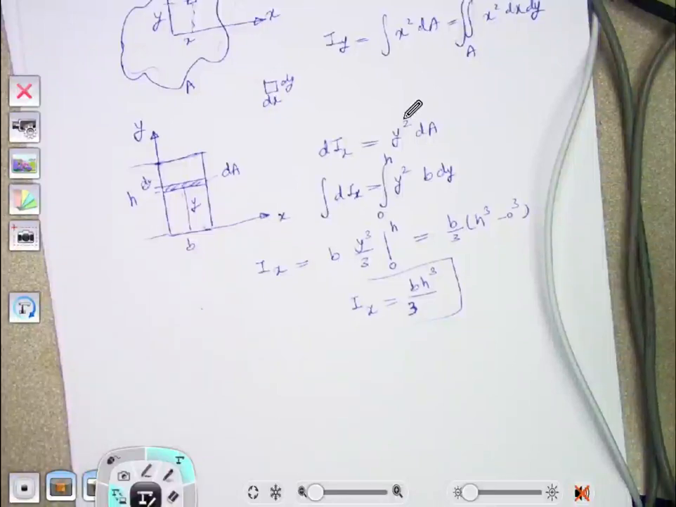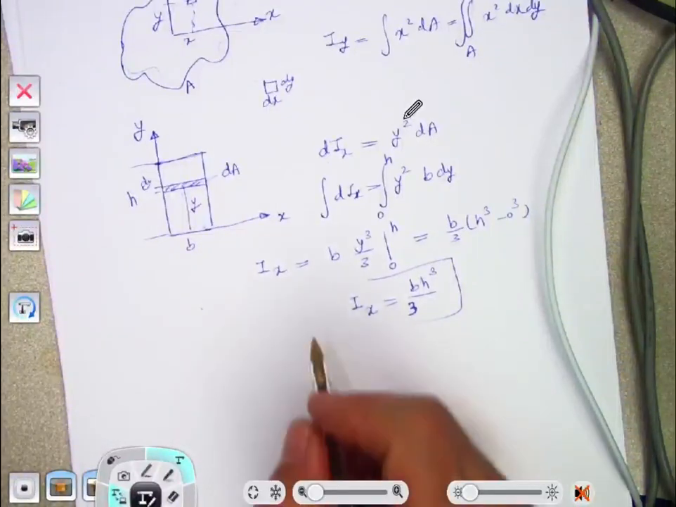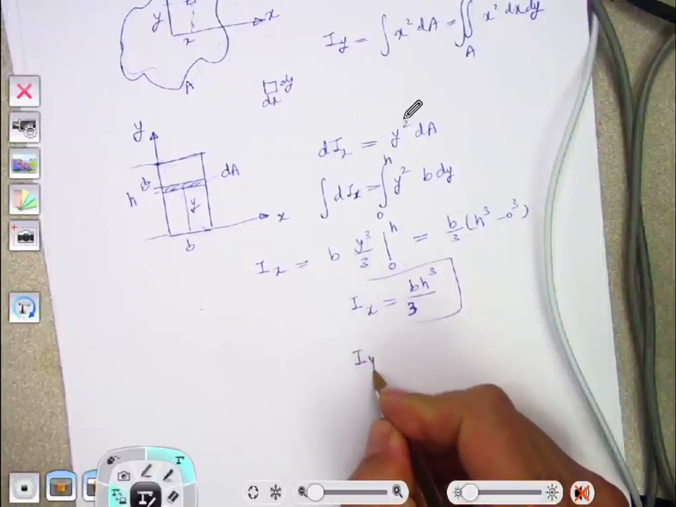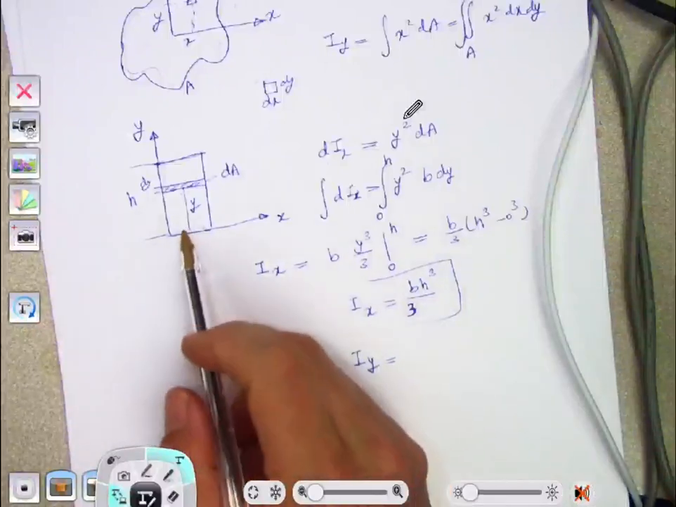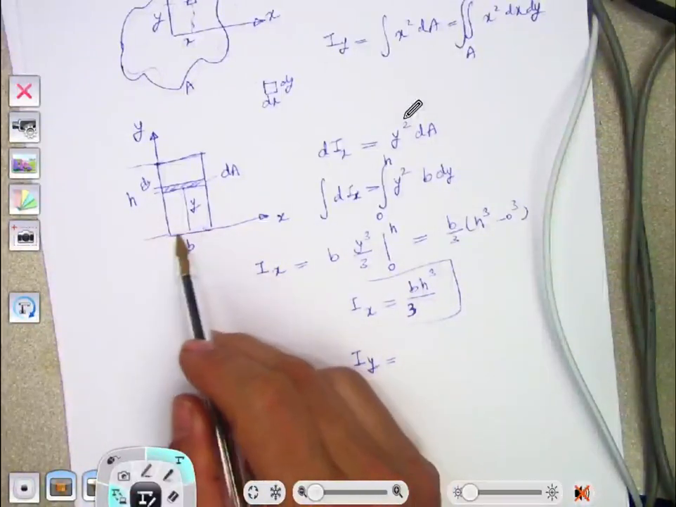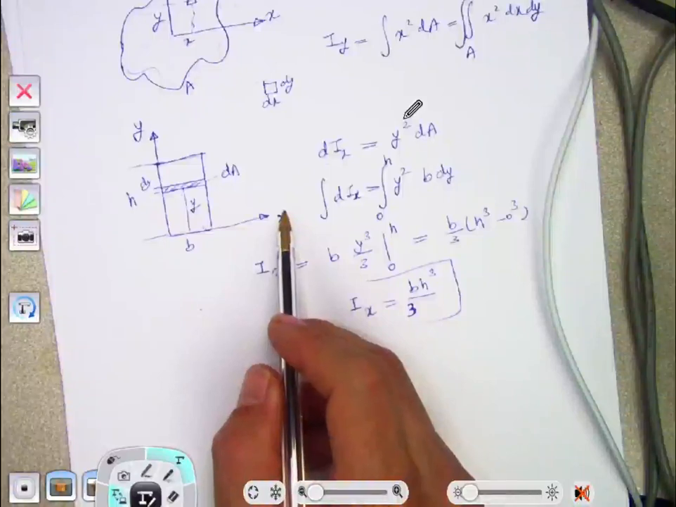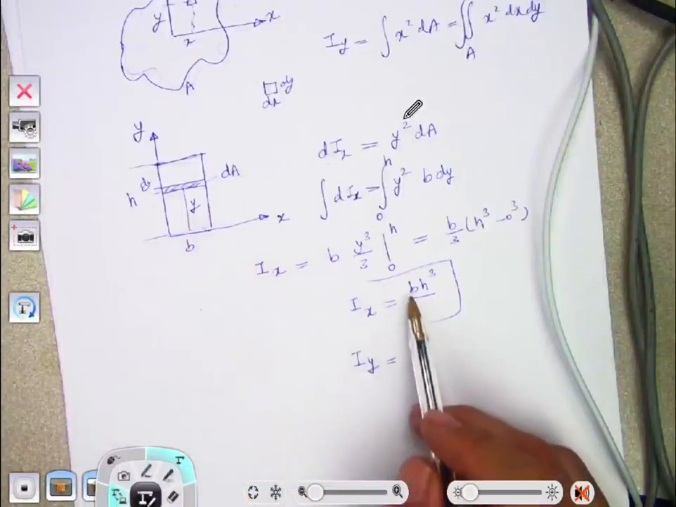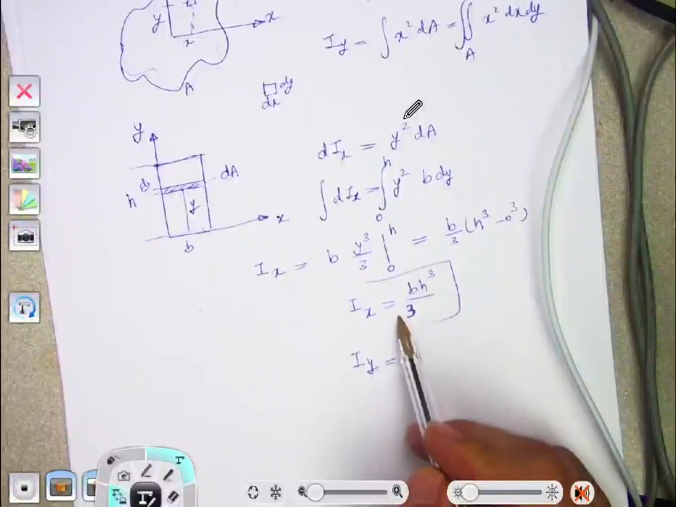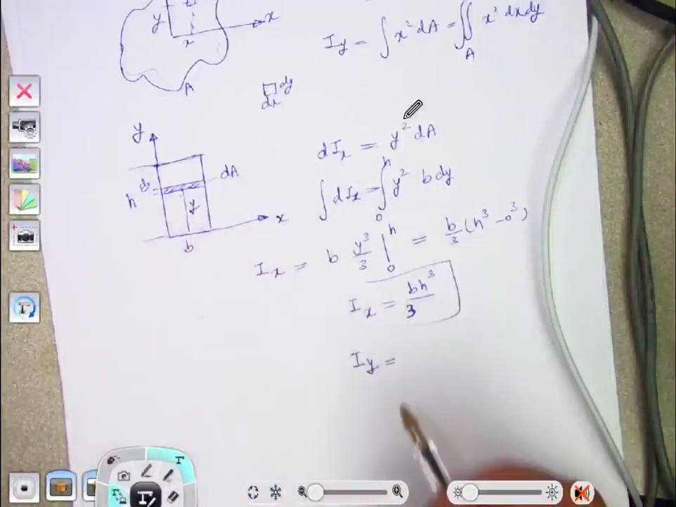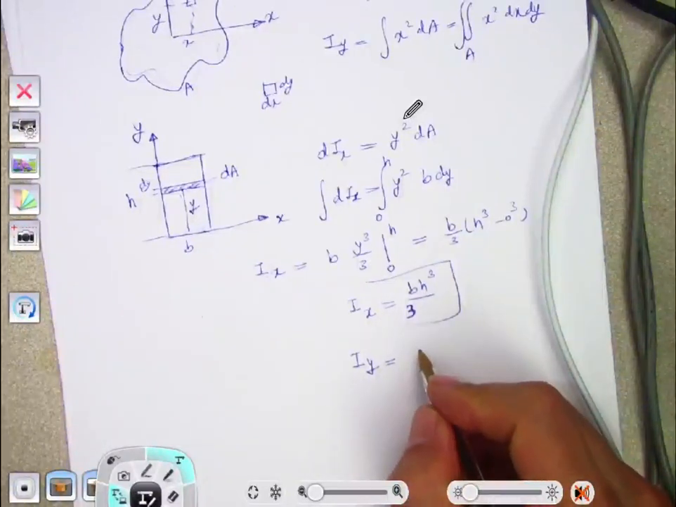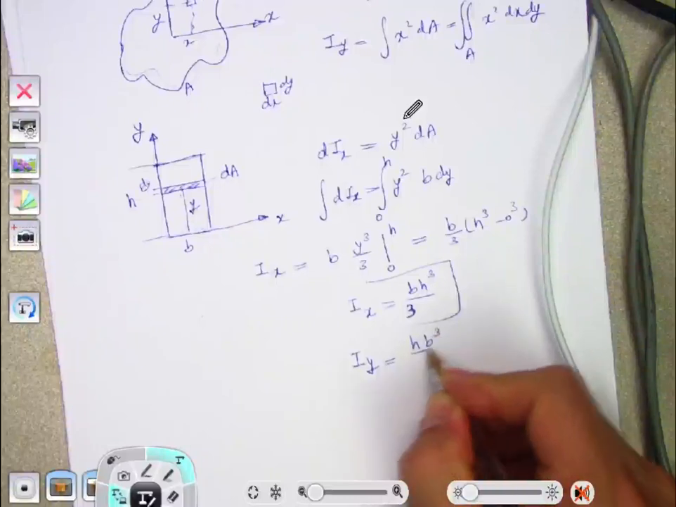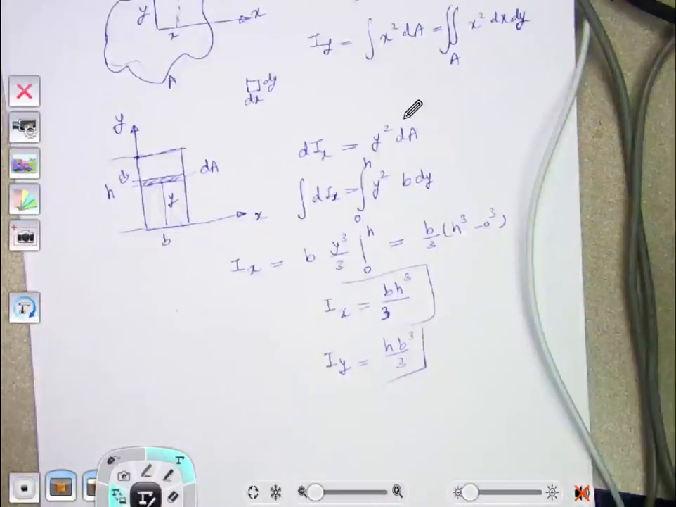Alright, so what happens if I'm interested in finding moment of inertia about the y-axis for this rectangle? Do I need to do this integral again? Not really, because what we derived here, our base was in agreement with my x-axis, that I took moment of inertia about, and then the formula came out like b h cubed divided by 3. So if I want to do it about y, the only thing that changes is that I have to switch b and h, right? So moment of inertia about the y-axis is going to be h b cubed divided by 3. Same thing, similar formula.